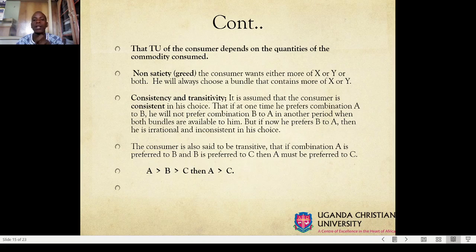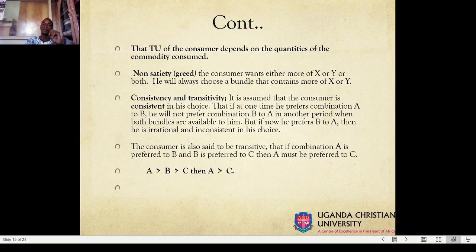Here we assume that the consumer is consistent in his choice. That is, if at one time you prefer combination A to combination B, you will not prefer combination B to combination A in another period when both bundles are available to you. So consistency. If I preferred combination A to B, I have to be consistent in that I should always prefer A to B, provided they are both available. Not to change. Today I'm preferring combination A to combination B, and then tomorrow I'm preferring B to A. No. Here we assume you have to be consistent in your choice.